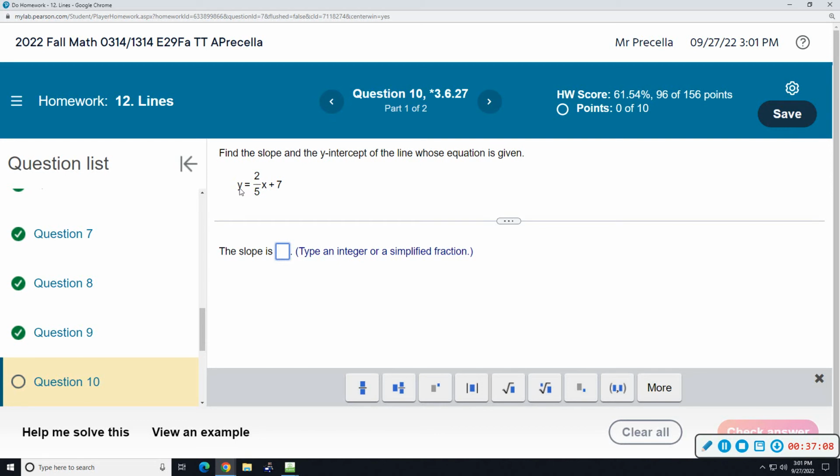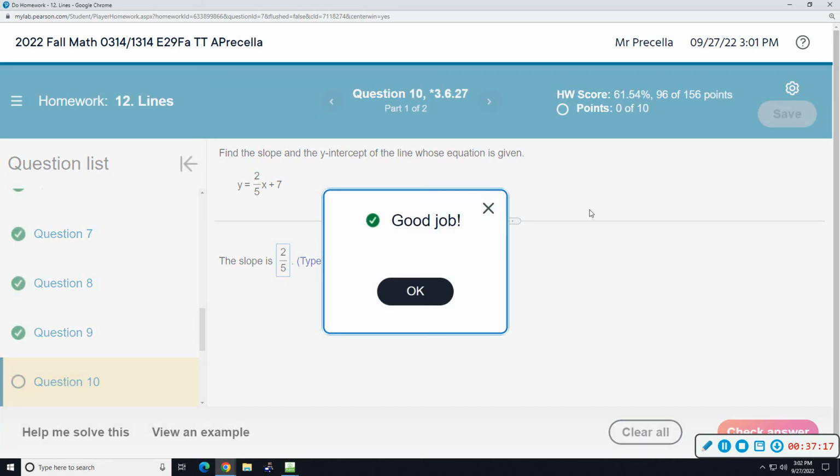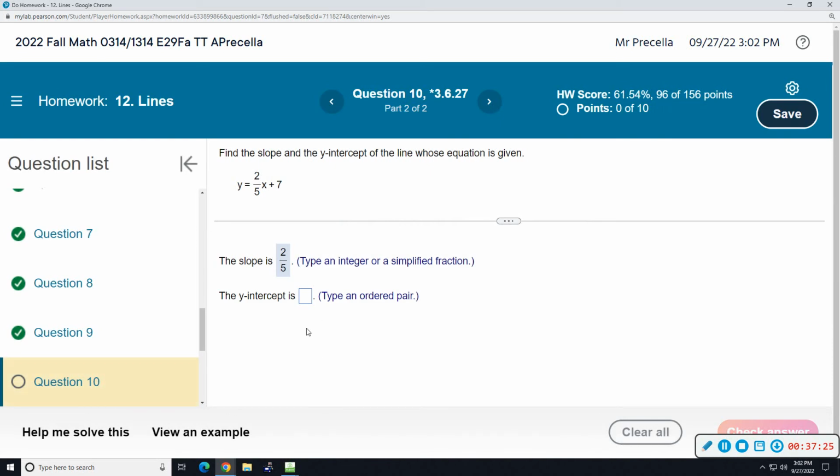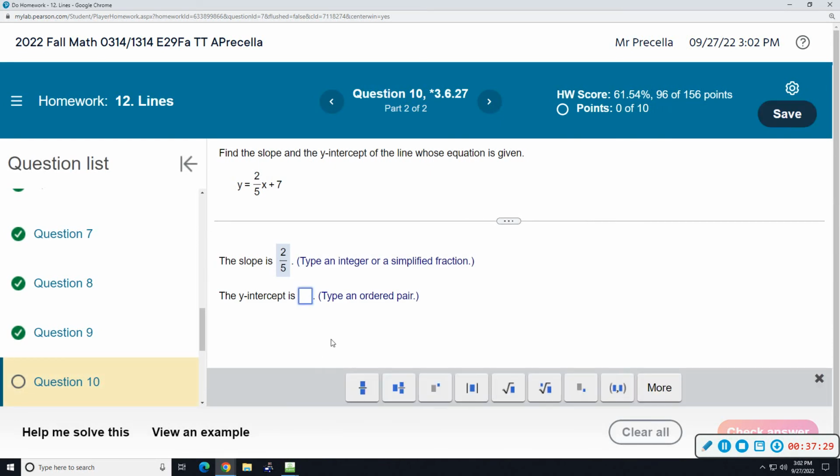Notice the equation is solved for y. So the number in front of x, that's the slope, 2/5. So is the line rising or falling? Rising, okay. And then 7 is the y-intercept.